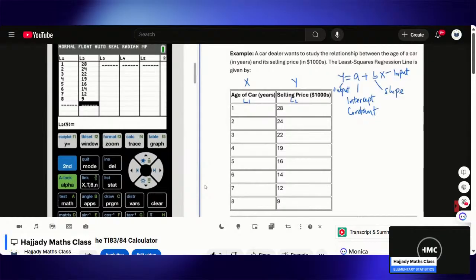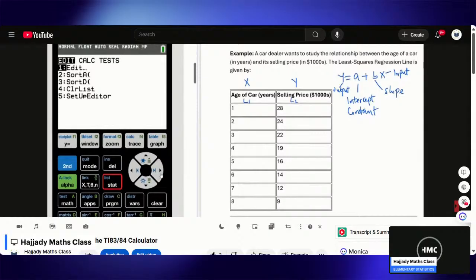Now we want to get the regression line using the format. We click on Stat, then click on Calc. Come down to number 8, which is LinReg a plus bx. If you click on number 4, it is a different format, but it's still the same, but it's quite different. So don't click on number 4, click on number 8. Then Xlist is going to be L1, the Ylist is going to be L2. Then we can calculate.